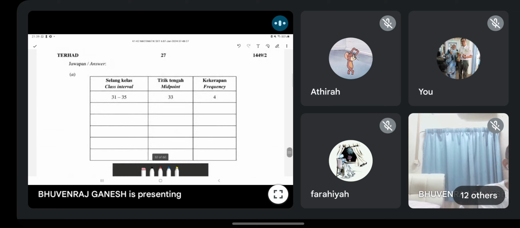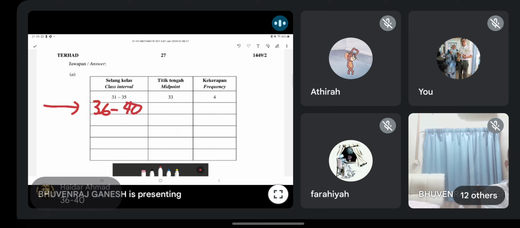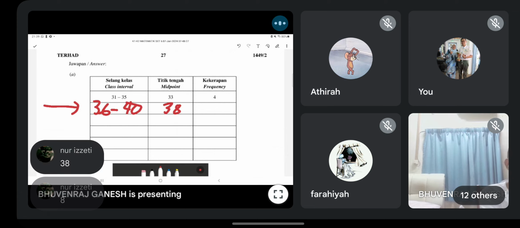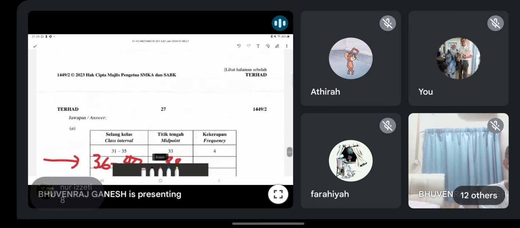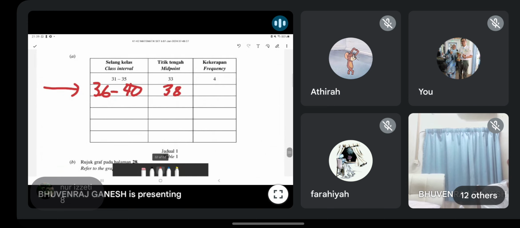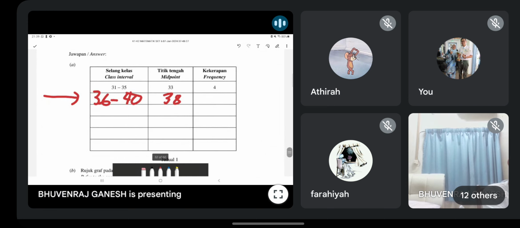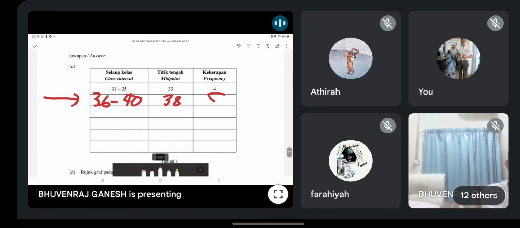Siapa boleh bagi tahu yang ni? Just one only. Untuk baris ni sahaja cukup. Apa kelas interval dia? This one. Okay. Midpoint. Frequency kamu kena kira dari jadual. You must count. Oh, kamu dah buat soalan. Okay, good. Jawapan dia 8. Okay, just refer to the table only.